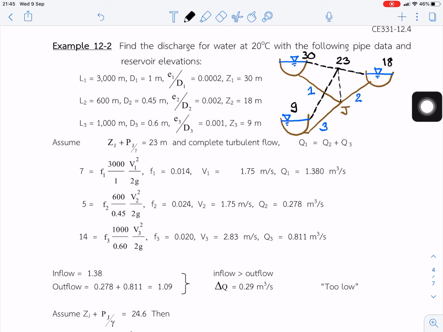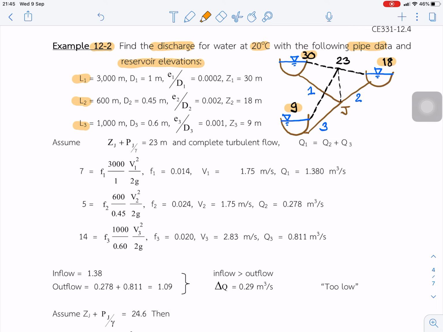That's the next example. Example 2. Find the discharge for the water at 20 degrees Celsius with the following pipe data and reservoir elevation. So we have three reservoirs. Reservoir number 1 has a water elevation of 30, number 2 is 80, number 3 is 9. And this is for the lengths L1, L2 and L3.